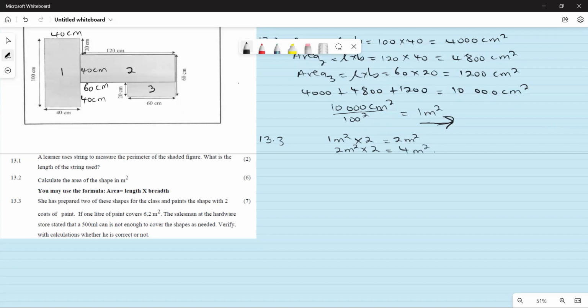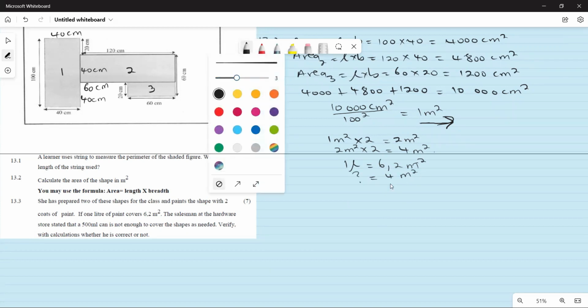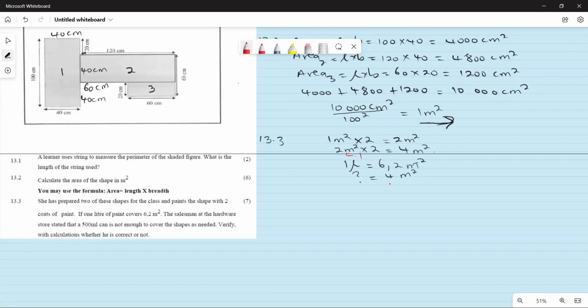Now, if 1 liter paints 6.2 meters squared, how about 4 meters squared? It will be painted by how much? We do not know. So I'm going to put a question mark. So now I'm going to do a cross multiplication on this. So I have got the left-hand side, and I've got my right-hand side.